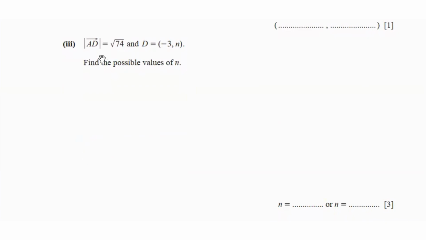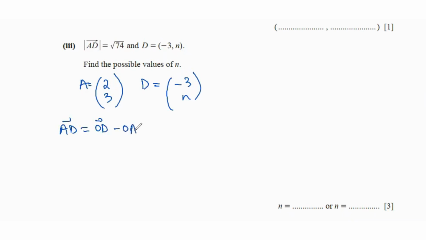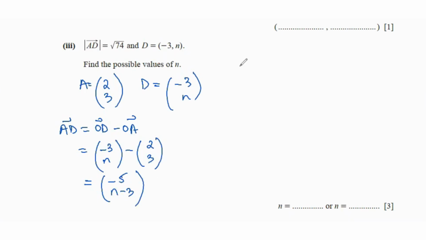Magnitude of AD is given as root 74 and D is negative 3, n. Find the possible values of n. A is 2, 3. D is negative 3 and n. So first let's find AD. That's OD minus OA, which is negative 3, n minus 2, 3, which is negative 5 and n minus 3.